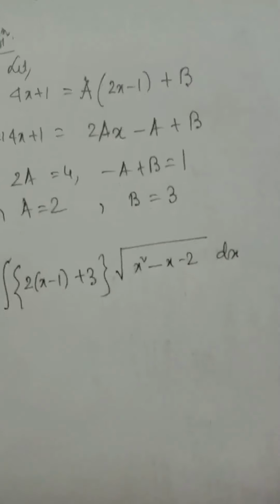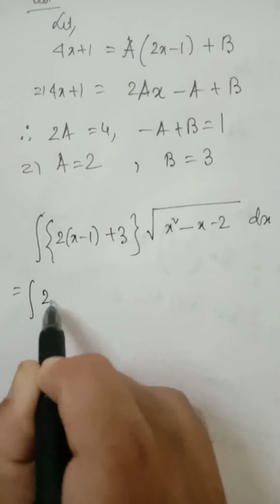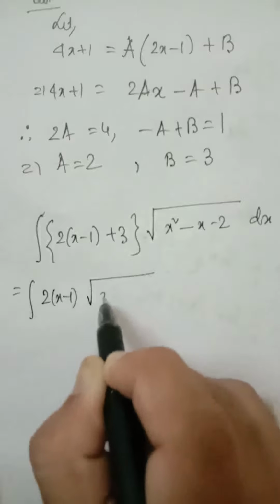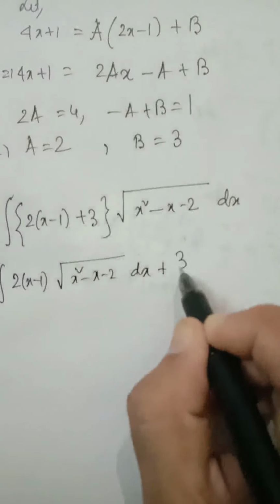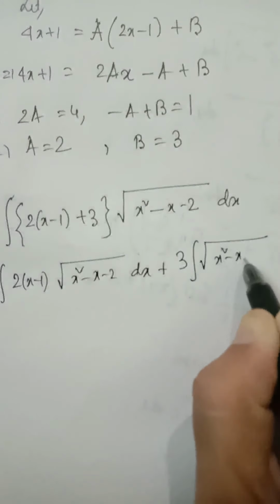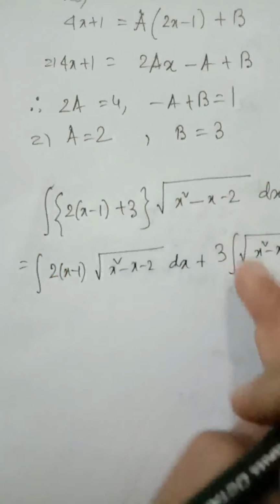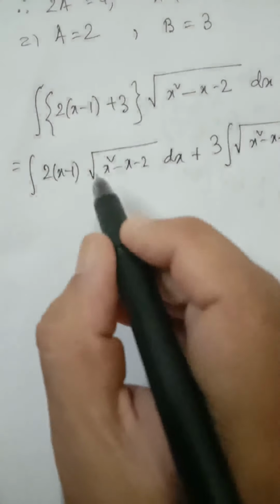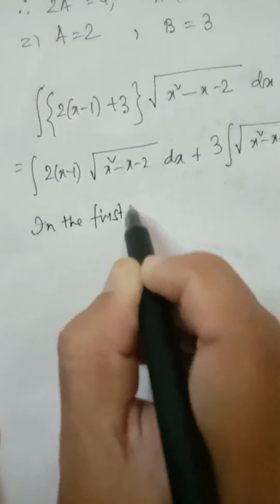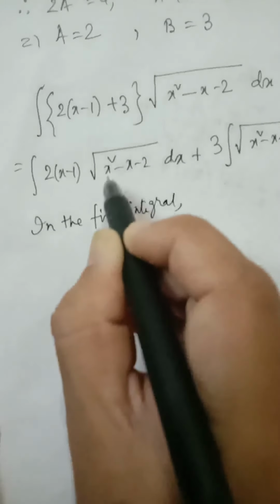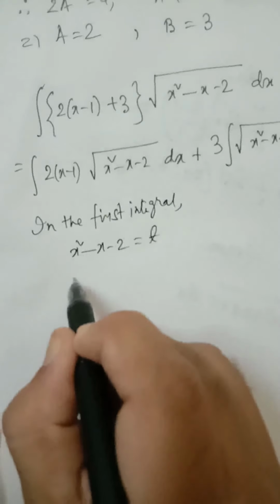Now we multiply this into this: 2 into (2x minus 1) into root over x square minus x minus 2 dx, plus 3 into root over x square minus x minus 2 dx. First part into this plus 3 into this. In the first integral, we will put x square minus x minus 2 equal to t. Its derivative will be 2x.